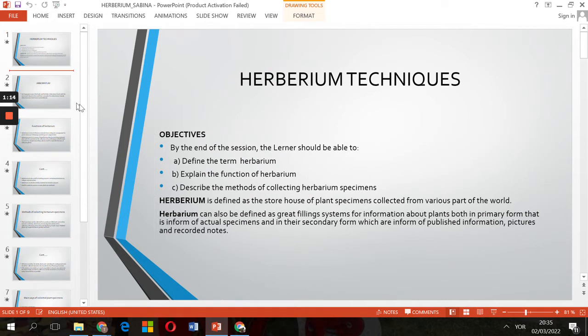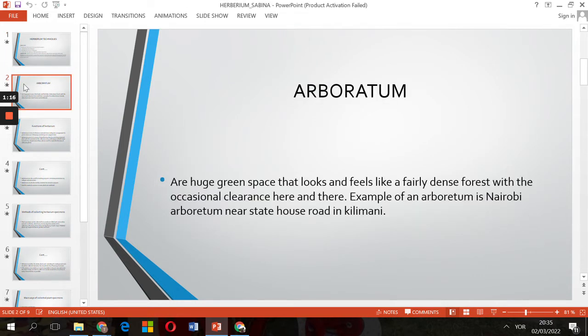We can also define the term arboretum. This is a huge green space that looks and feels like a fairly dense forest with occasional clearings here and there. One of the examples of the arboretum is seen here in Nairobi around State House Road near Kilimani. I hope those who have been in that place have been able to see the Nairobi Arboretum.